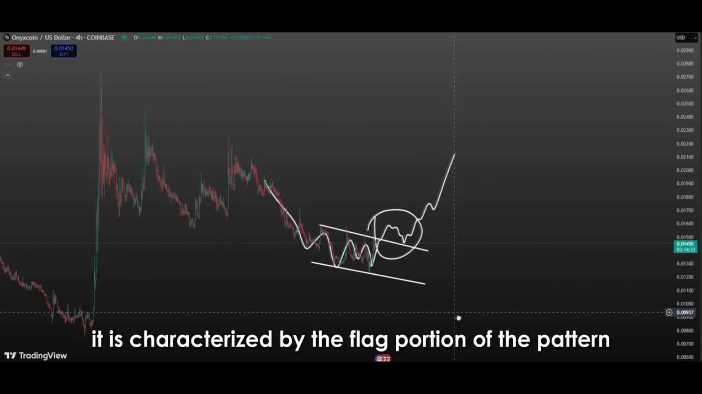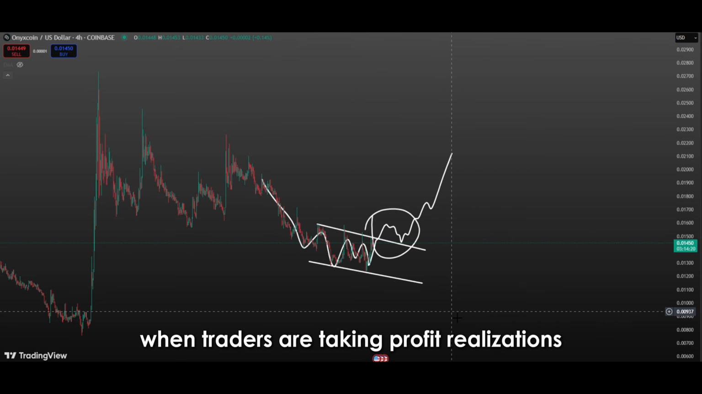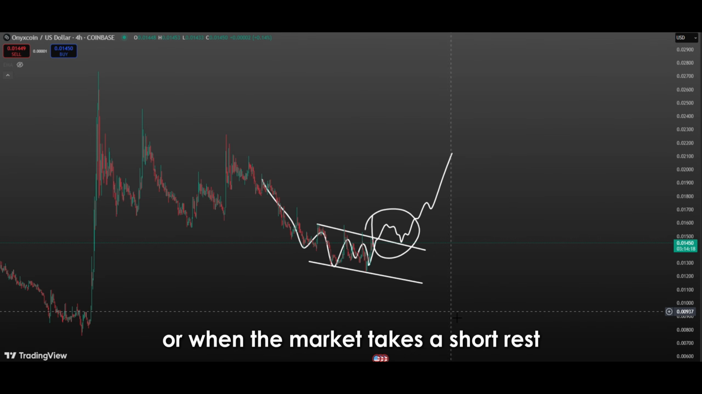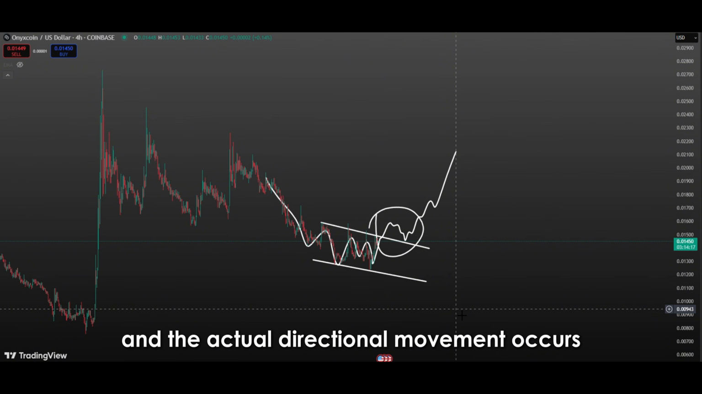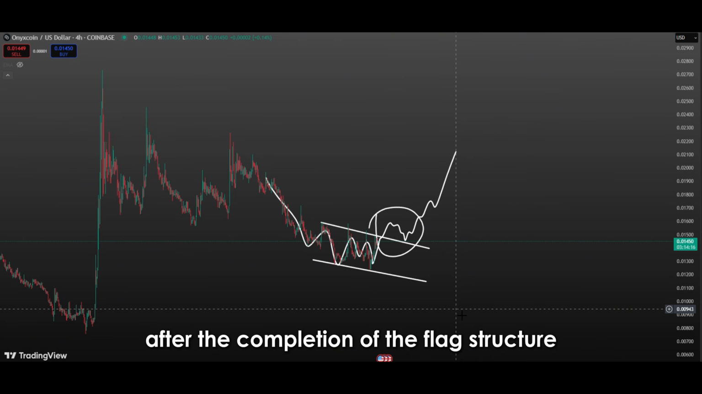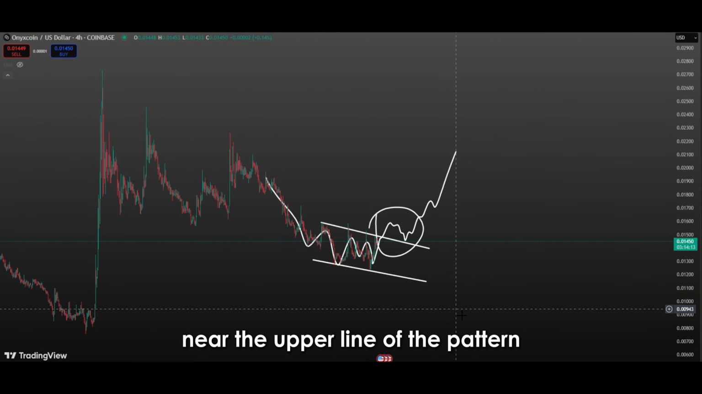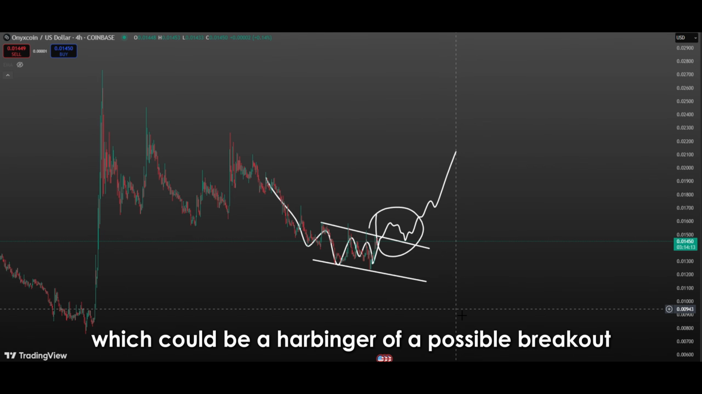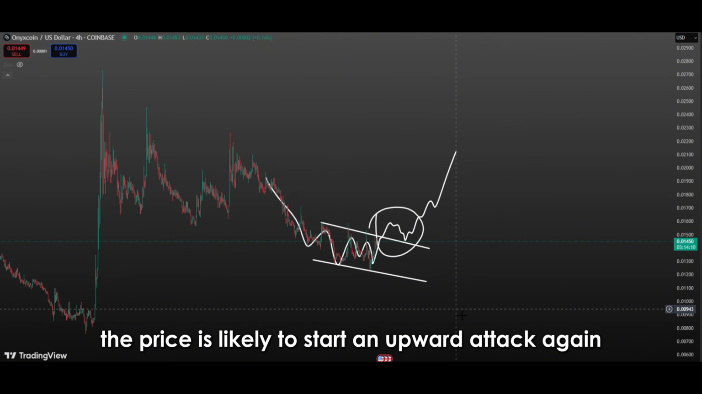The pattern is characterized by a sharp bullish move, called a flagpole, followed by price action that fluctuates in a narrow area, which forms the flag portion. These price movements usually occur when traders are taking profits or when the market takes a short rest. However, this pause is usually temporary, and the actual directional movement occurs after the completion of the flag structure. In the current analyzed situation, the end of the flag pattern may be near. This is because the price is hovering near the upper line of the pattern, which could be a harbinger of a possible breakout. If this line is breached, the price is likely to start an upward attack again.